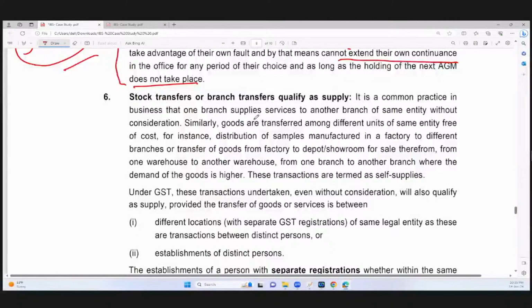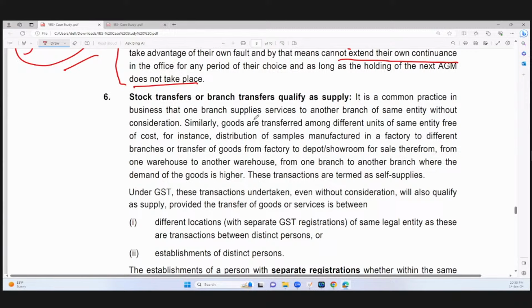So here, students, what happens is there are separate registrations but the PAN number is one. So here these are called distinct persons. So for distinct persons here, Ludhiana factory, Patiala showroom and Delhi showroom, whatever transfer is being made will be considered as supply because it is covered in the exception. The exception is, and this is section 7.1c of the GST Act.